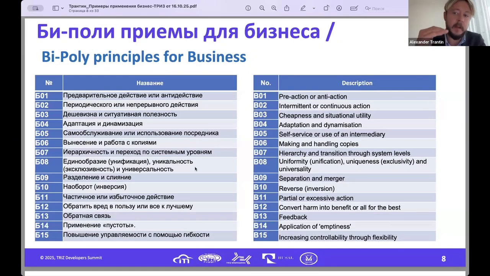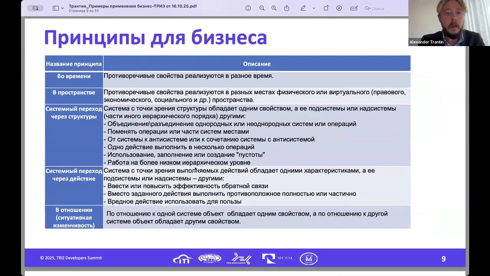When you may come to a solution and a number of actions is accessible, and when you adapt it for a certain business or a company. So, business principles, some of them are quite interesting. I'm not going to expand in detail.